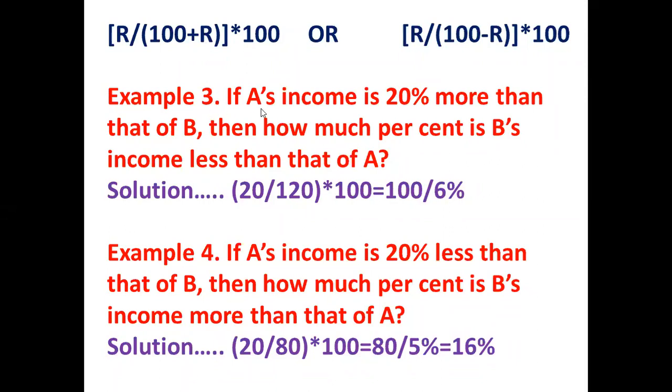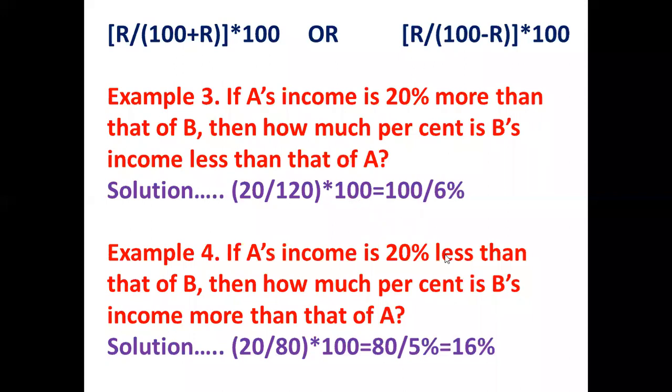Like if they are saying, if A's income is 20% more than that of B, then how much percent is B's income less than that of A? So now the important question is which formula to use, either formula number 1 or formula number 2 in this question. It depends: if more is coming in the first line of the question, I'm going to use this formula, 20 upon 120 into 100.